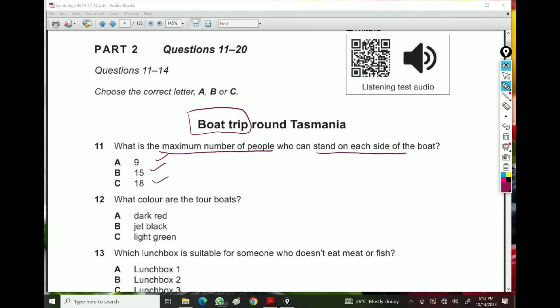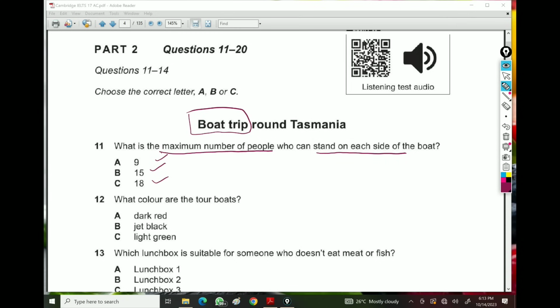Okay, and the correct answer is going to be A, and you will not write A and then write 9 with it. On your answer sheet, you will write A.